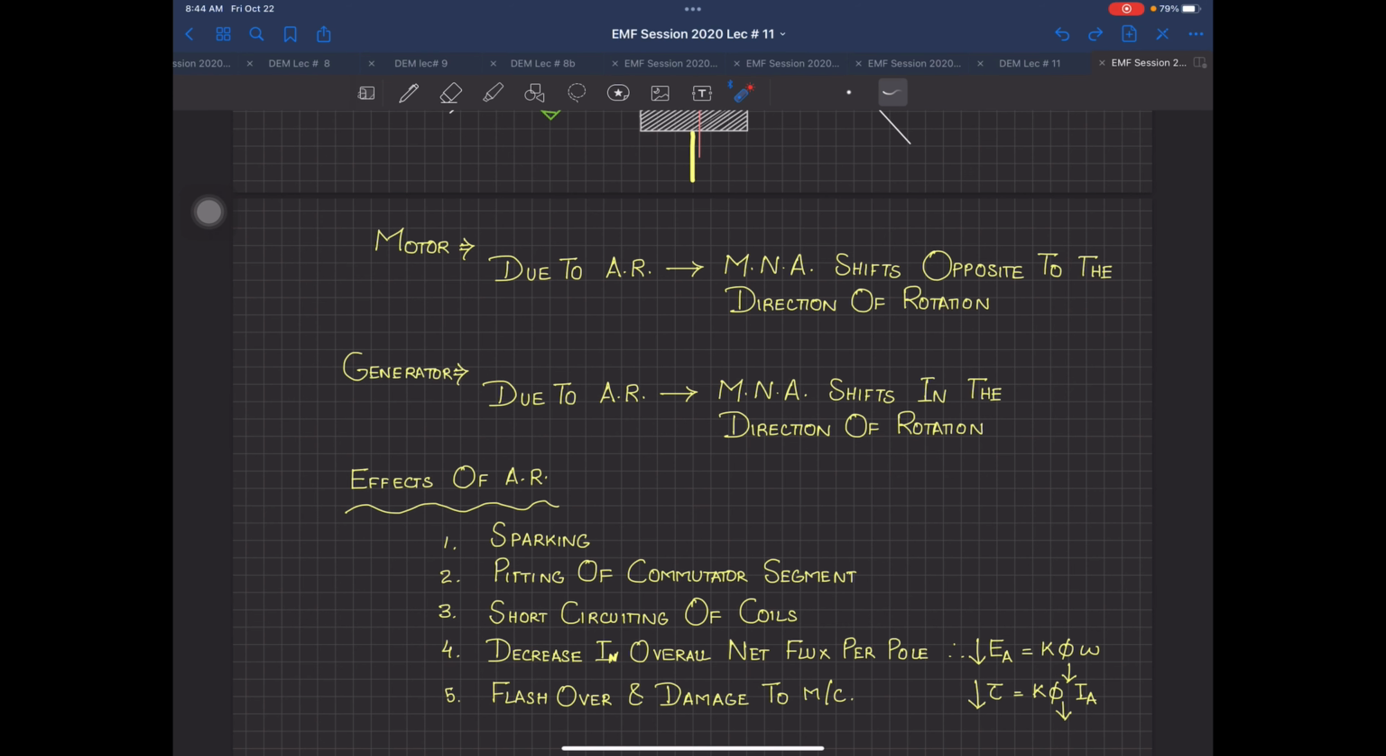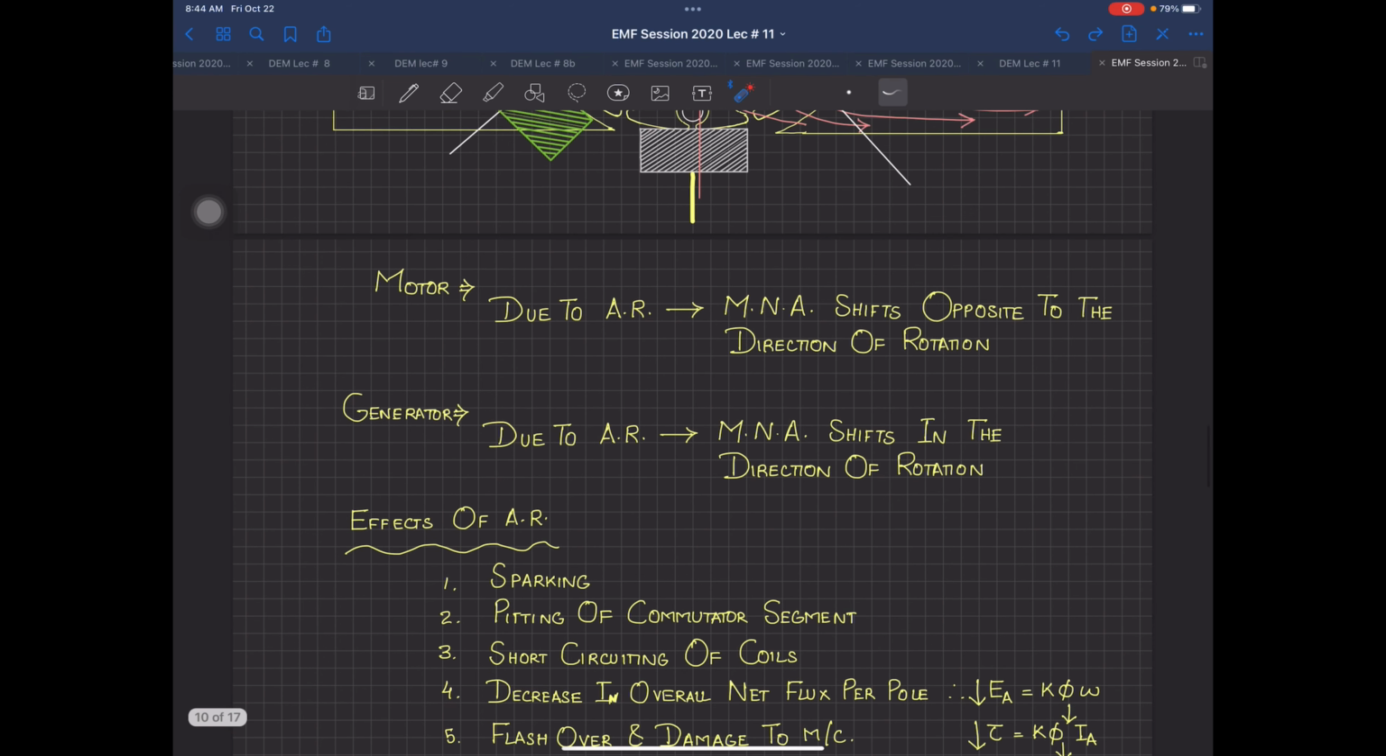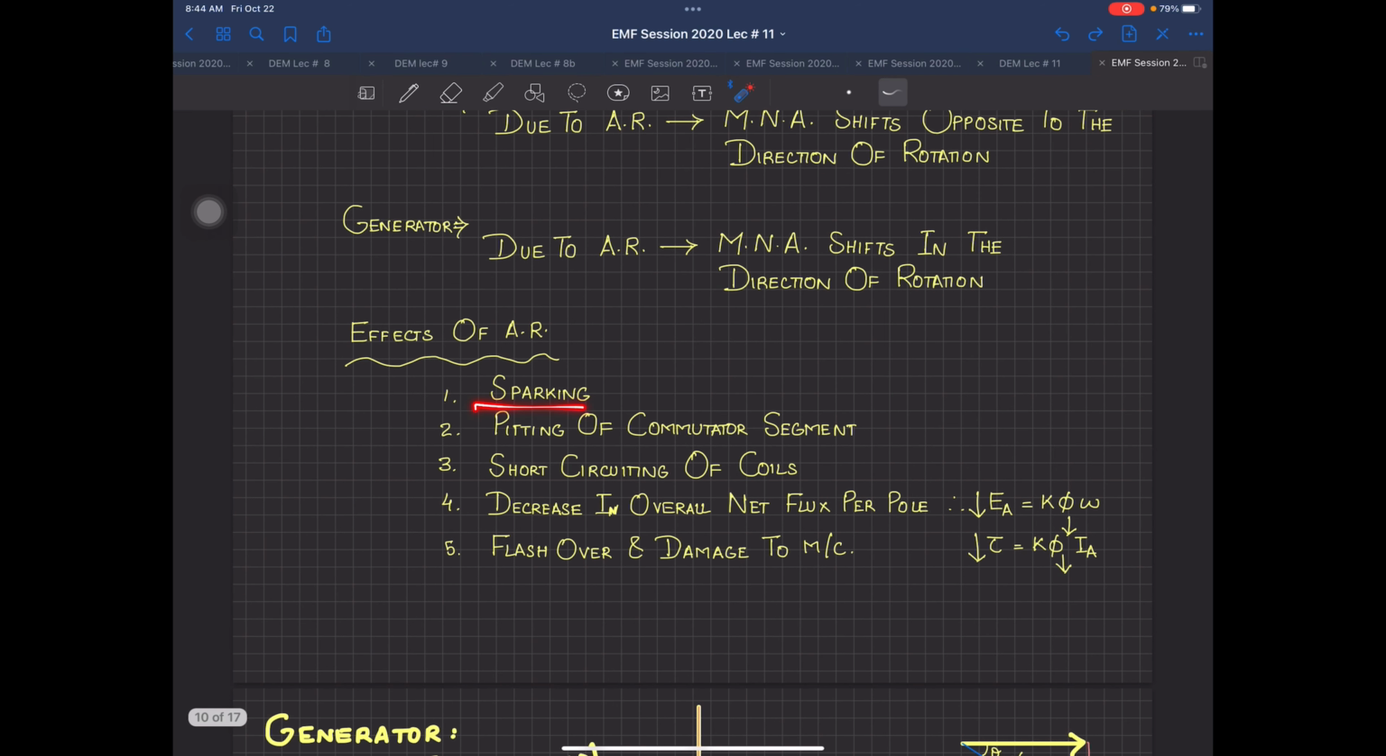So now what was the remedy? As you can see, what are the effects? As I told you, the effects are sparking, which is already taking place because of the shorting, pitting of the commutator segment, holes being created, short circuiting of the coils, and if it's a generator, you will be getting less EMF. Third, a decrease in the overall net flux per pole. If it's a generator, your flux decreases, your EA decreases. And if you are talking about a motor, your flux decreases, your torque decreases. So in the motor case, it's problematic. In the generator case, it's also problematic.